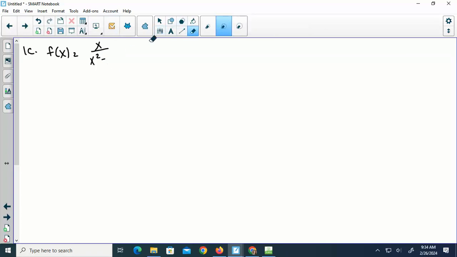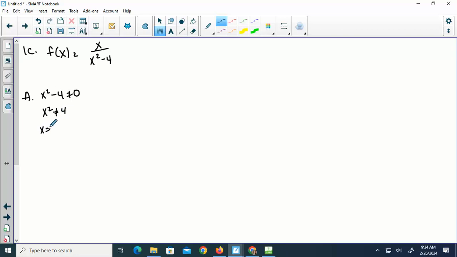So, vertical asymptote and domain are very closely related. For domain in a fraction, the bottom can't be 0. So x can't be positive or negative 2, or you could write that as negative infinity to negative 2, union negative 2 to 2, union 2 to infinity.